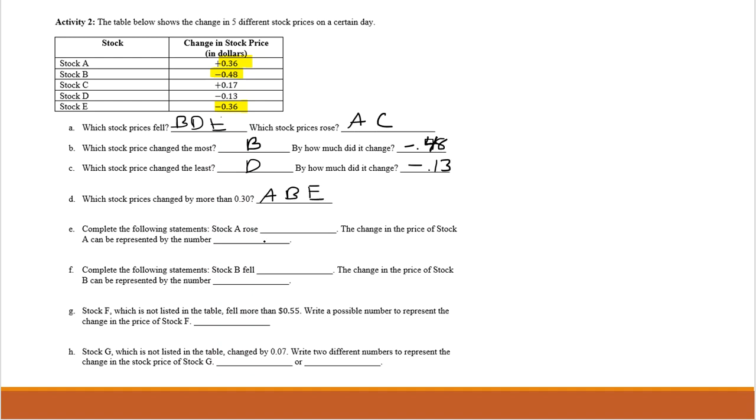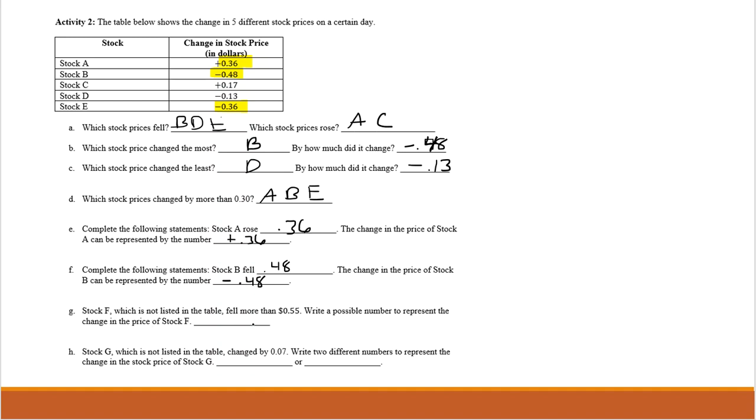Okay, the next one. Complete the following statements. Stock A rose 36 cents. The change in the price of stock A can be represented by the number positive 0.36. Complete the following statements. Stock B fell 48 cents. The change in the price of stock B can be represented by a negative 0.48.